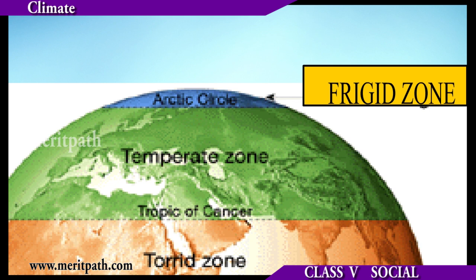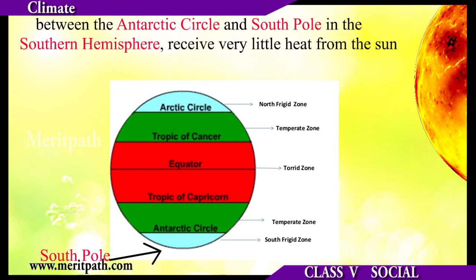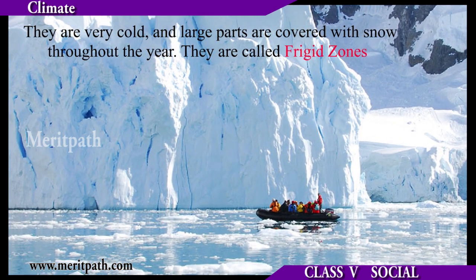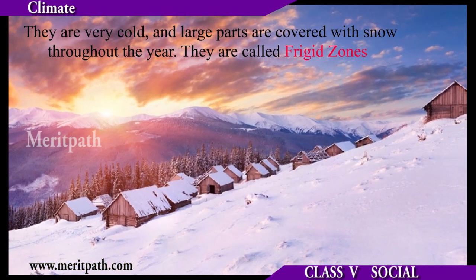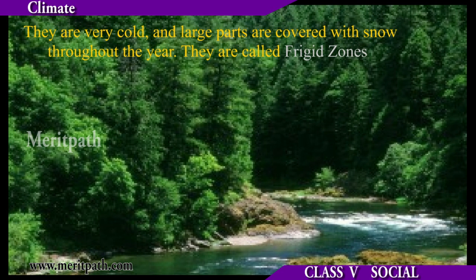The frigid zones. The areas between the Arctic Circle and the North Pole in the northern hemisphere, and between the Antarctic Circle and South Pole in the southern hemisphere, receive very little heat from the sun. They are very cold, and large parts are covered with snow throughout the year. They are called the frigid zones.